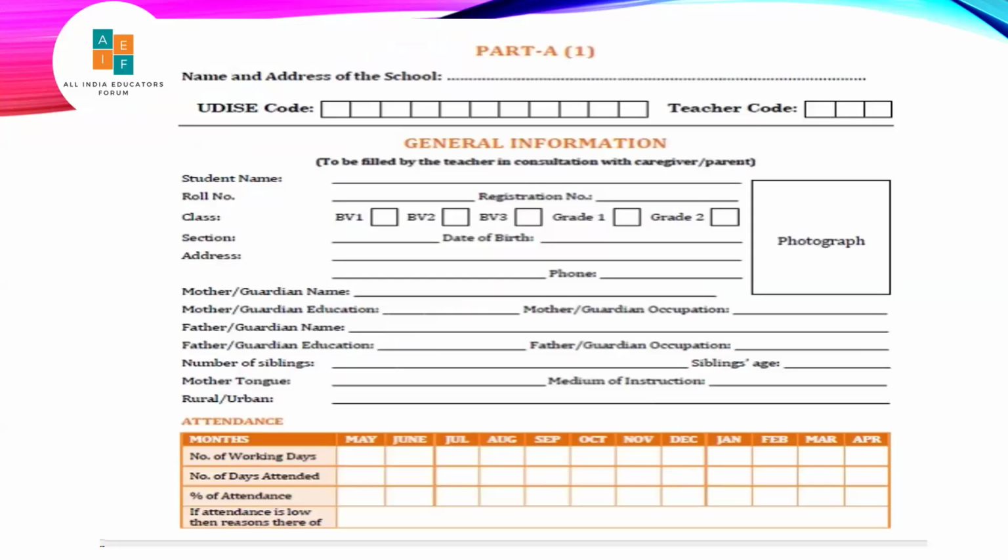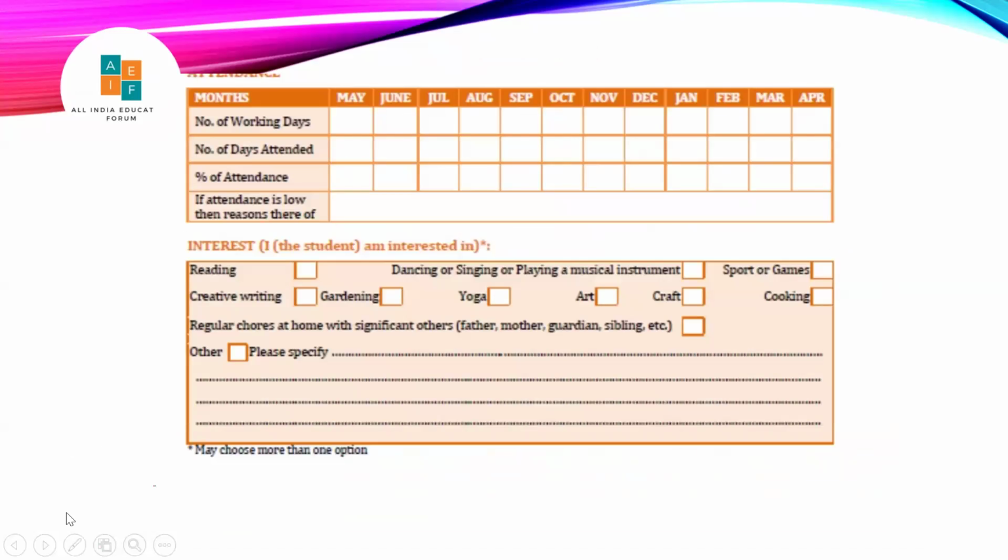Now let's move forward. Now part A, I've taken a screenshot directly from the document. Now name and address of the school, UDISE code, it's I think a unified district information system for education code, which will be given by the school. Teacher code, again given by the school. Then student name, roll number, class, all this we can fill. We have been filling the attendance details, and the attendance details is like this, month-wise, and then the interest of the child.